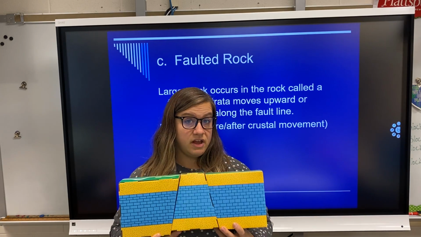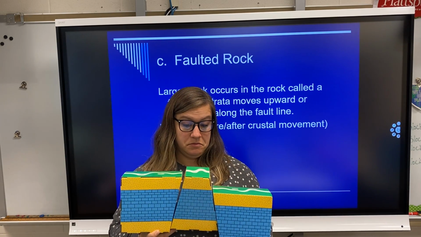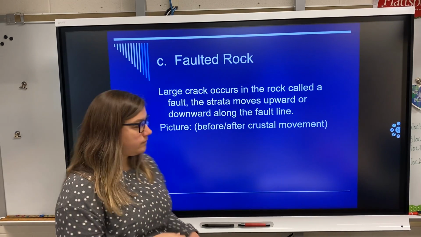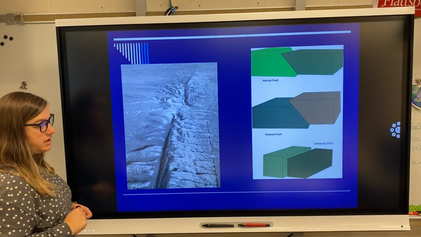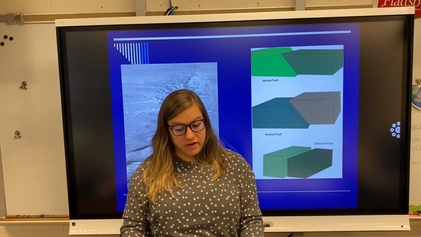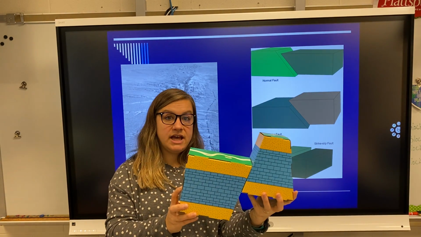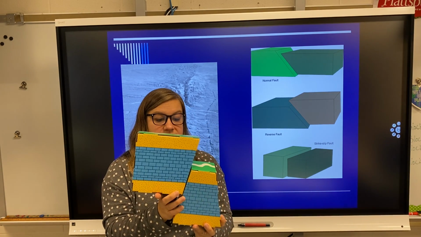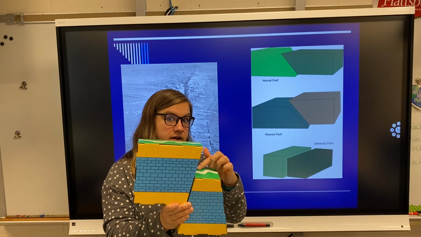This is when I would love to have four hands that I could move upwards and break like that, okay? So that is a faulted rock. Like I said, you can have a normal fault, which shifts down this way. You can have a reverse fault where it goes up here. This is actually a hanging cliff right here.